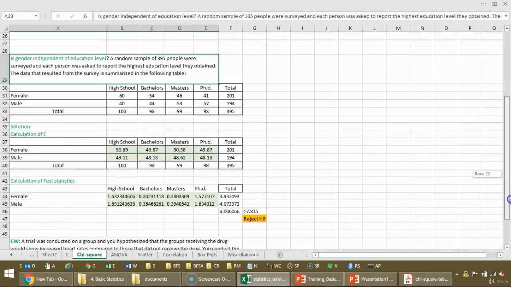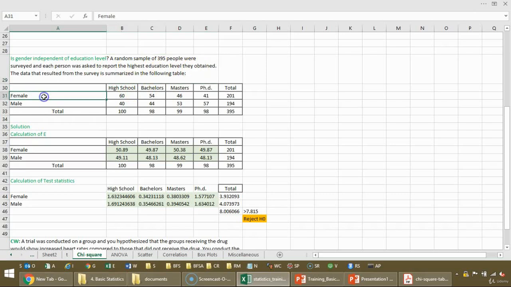Now for the test of independence, this is the question: a random sample of 395 people were surveyed, and each person was asked to report the highest education level they obtained. Here is the data, with gender, male and female, and education level, high school, bachelor, master, PhD, and so on. The question is, does gender really matter with these degrees? So this is the observed data.